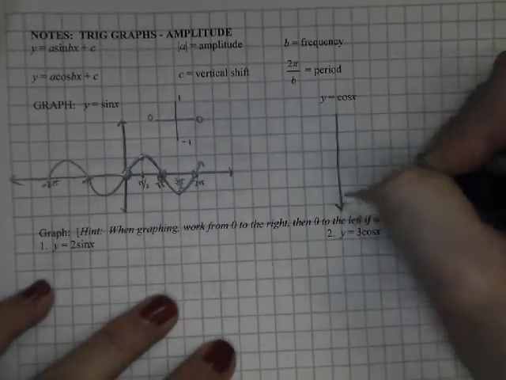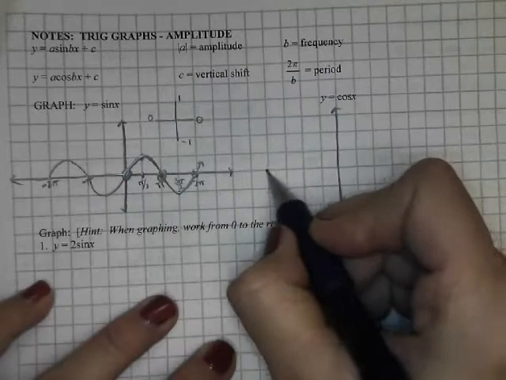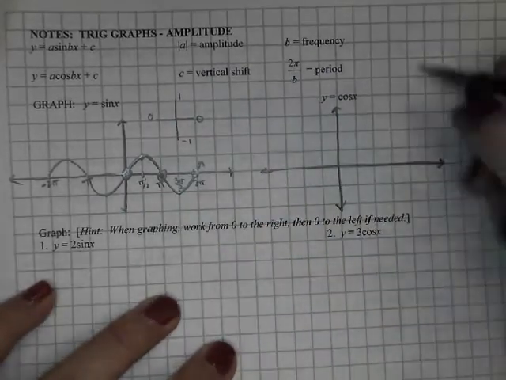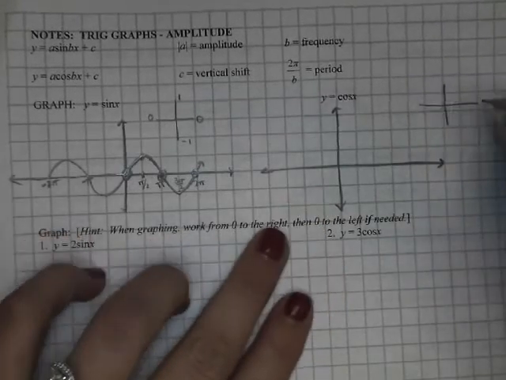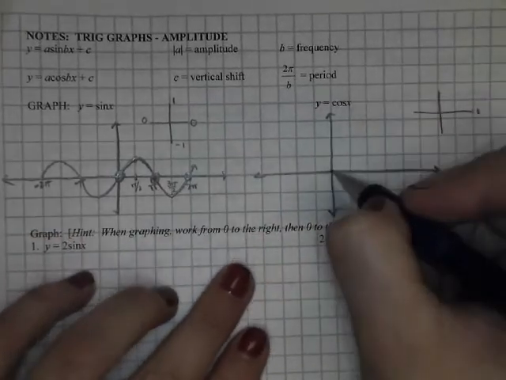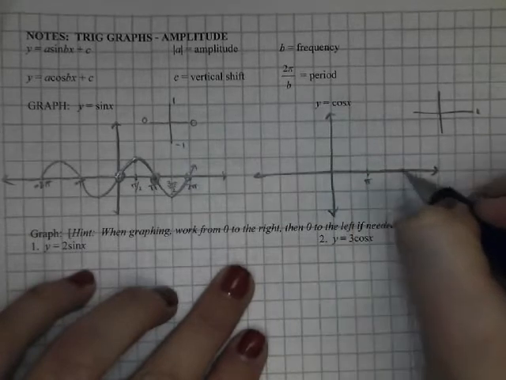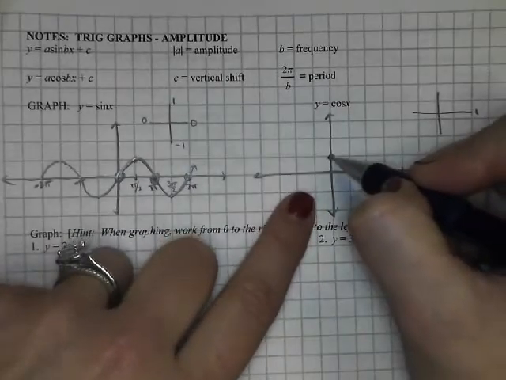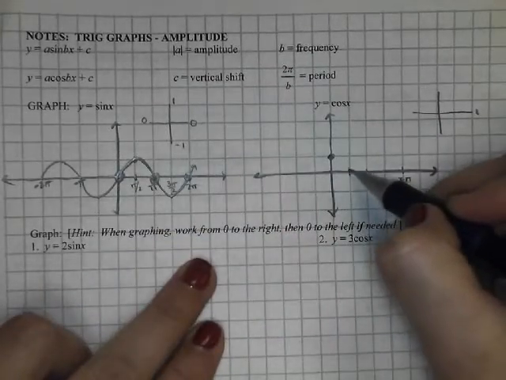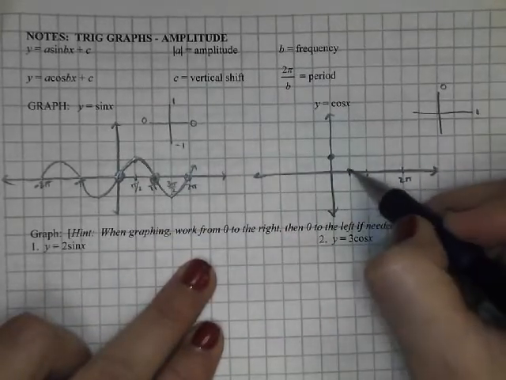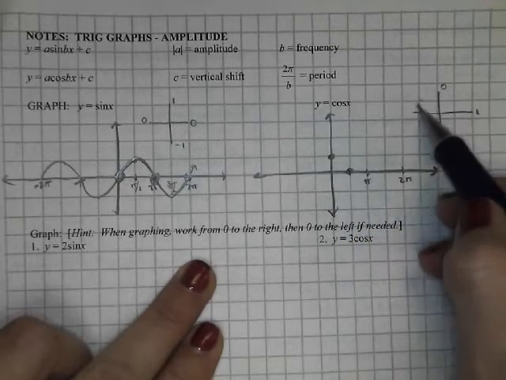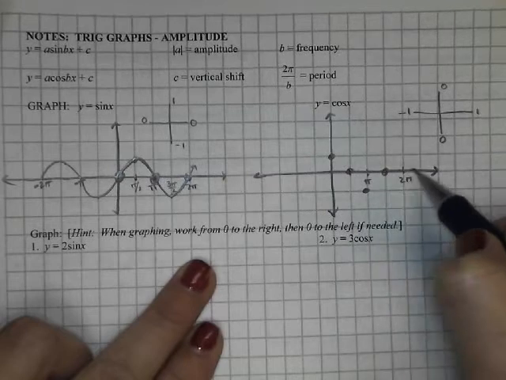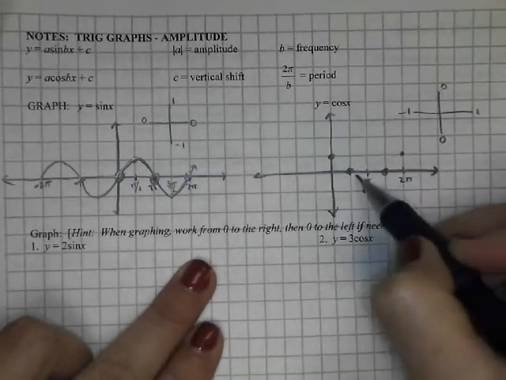Cosine, on the other hand, doesn't start on the midline. It actually starts at a maximum, unless it's been reflected. So the cosine, remember if we go around, the cosine of 0 is 1. So if this is 0, and this is pi, and this is 2 pi, the cosine of 0 is actually 1. And then by the time you get to pi over 2, it's down to 0. And then by the time you get to pi, it's negative 1. And then it's back to 0. And then at 2 pi, it's back to 1.